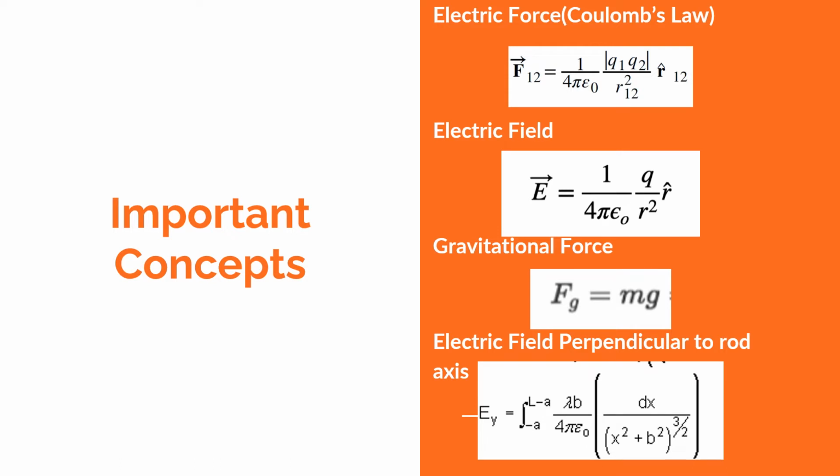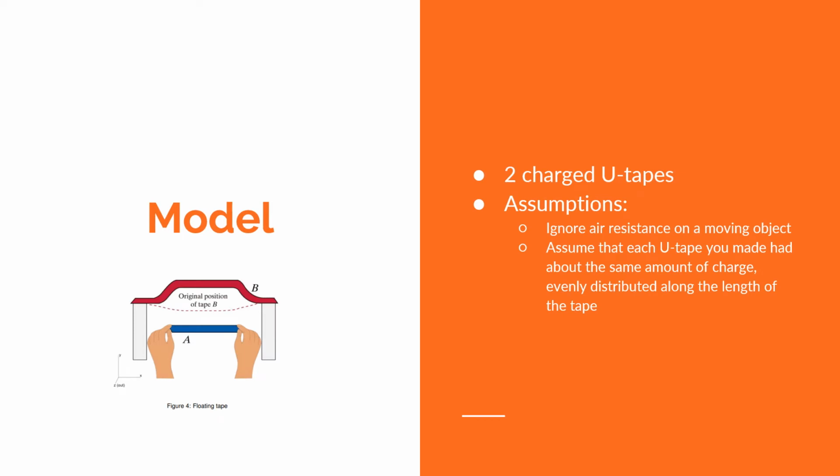And something new that we used was the derivation for the electric field due to a charge along a line and how this affects something perpendicular to it, which is based on the last integral.